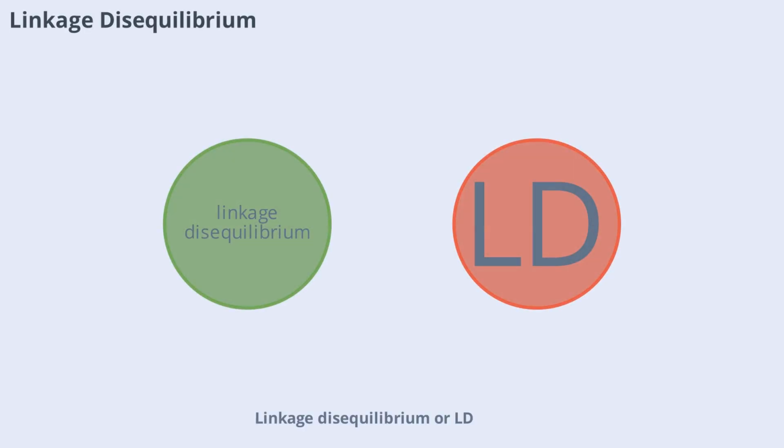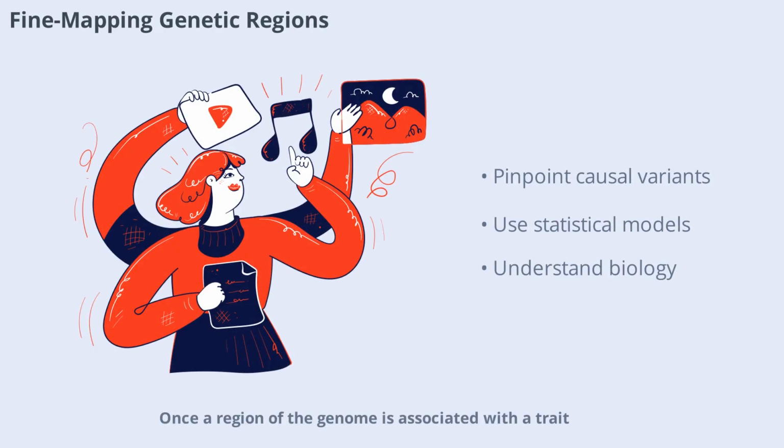Linkage disequilibrium, or LD, refers to the non-random association of genetic variants in a population. In GWAS, LD can cause nearby SNPs to show association with a trait, even if only one is truly causal. Understanding LD patterns helps researchers fine-map genetic regions and identify the actual variants responsible for a trait. Once a region of the genome is associated with a trait, researchers use fine-mapping techniques to pinpoint the exact variant responsible.